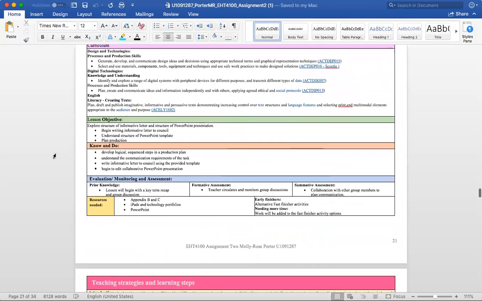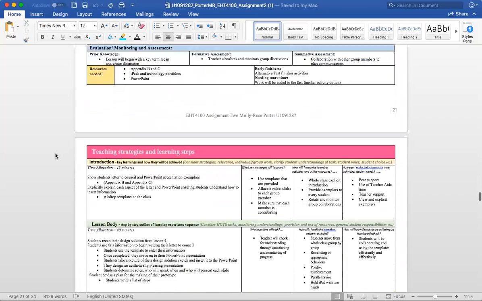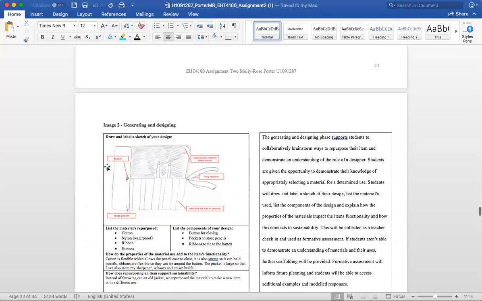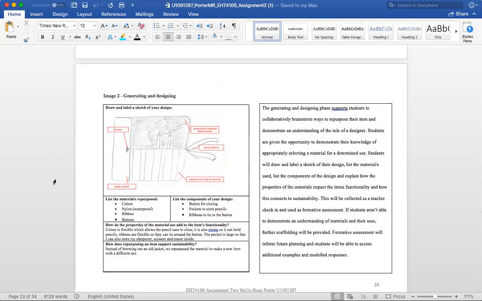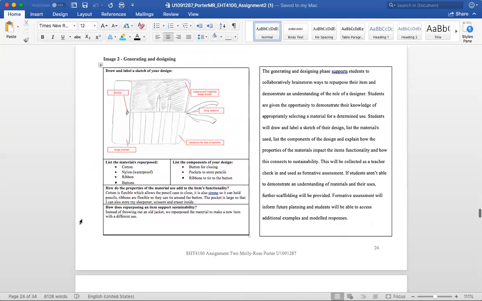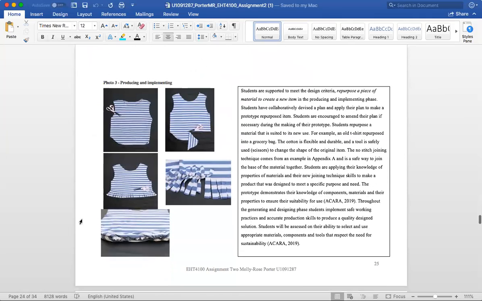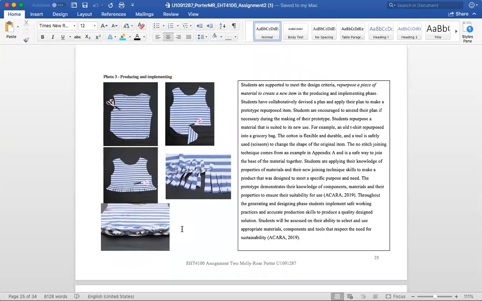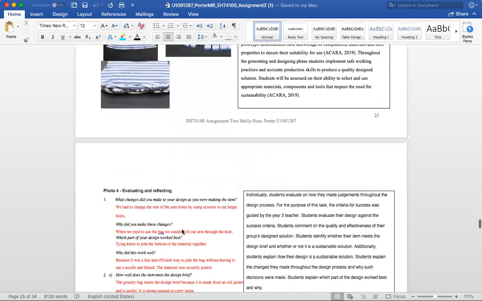So they collaborate in groups, they design and brainstorm their idea, they create a labelled sketch of their solution, and they discuss how the properties of the material add to its functionality and how repurposing an item supports sustainability. In their group, this is an example of one solution which caters for the diverse needs in the classroom, as students are given an example that they can use, or they can think of their own idea in their group.